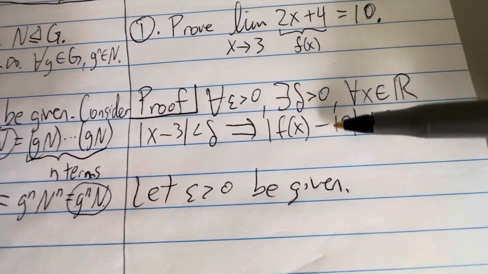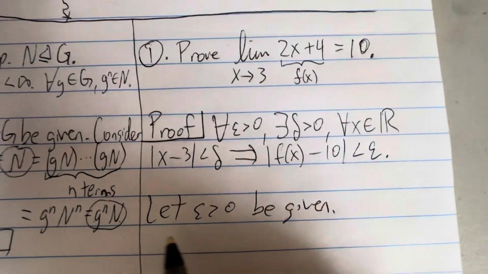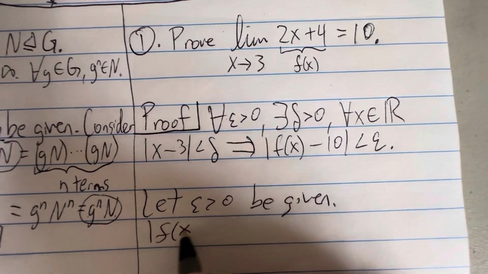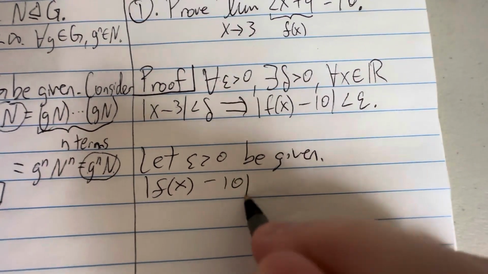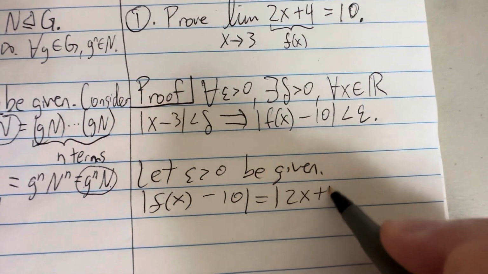So part B is this dude right here. So now we're going this way. Okay, so what is it? So we have f of x minus 10. But what's f of x? f of x is 2x plus 4.